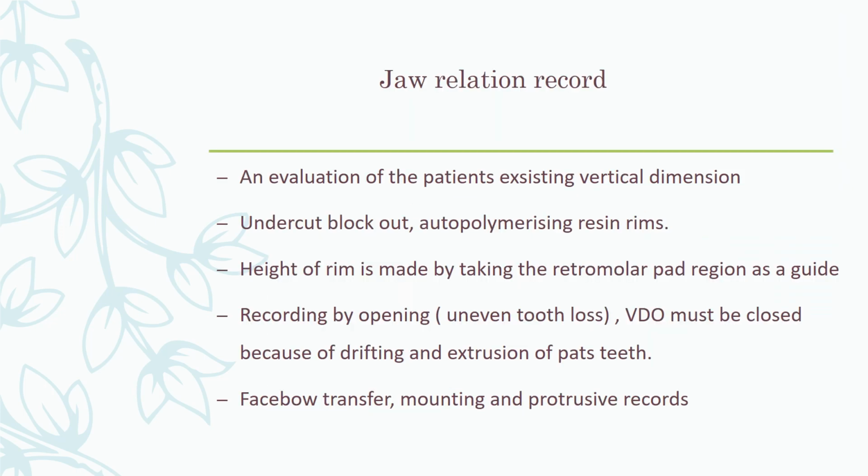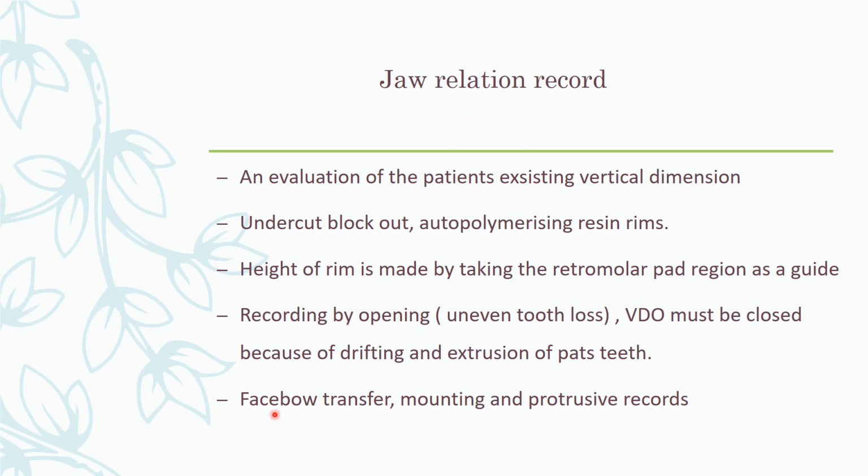Coming to the jaw relation record. An evaluation of the patient's existing VDR, the vertical dimension, has to be done. Undercuts should be blocked out, and an occlusal rim is supposed to be made. Retromolar pad is taken as a guide. This is following the complete denture principles. With uneven tooth loss, the bite must be closed because of the drifting and extrusion of the posterior teeth. So guys, we will have to establish a VDR and VDO.